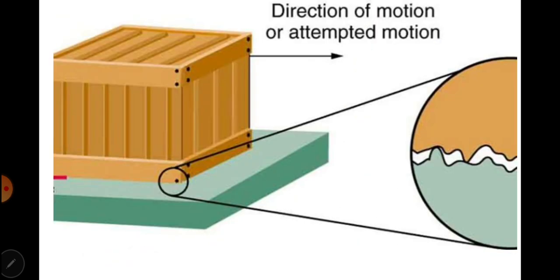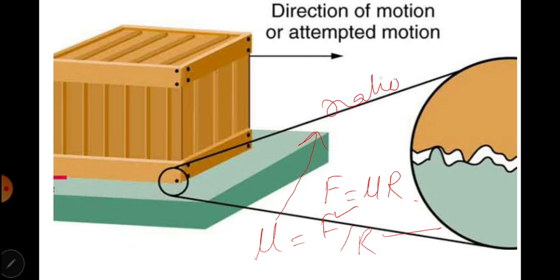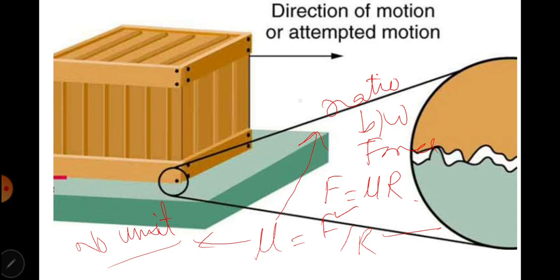The general relation is that force of friction is equal to mu into R, where mu is equal to F divided by R. As R is the force, normal reaction, or weight of the body, and F is also a frictional force, so it is the ratio between two forces. So it has no unit. Direction of motion of the body.